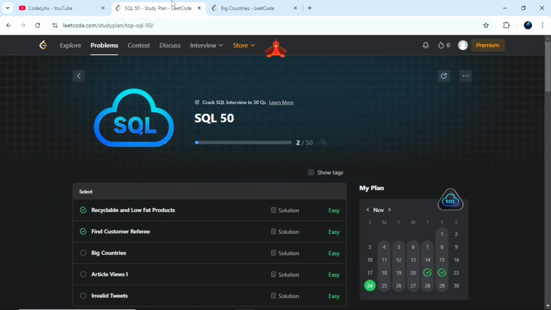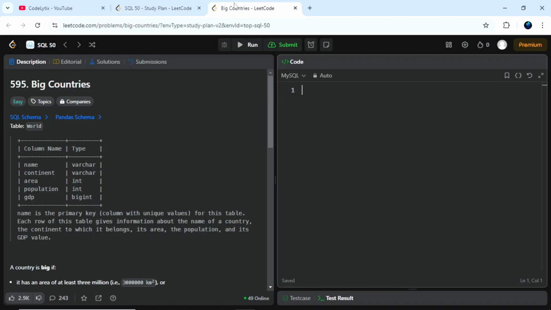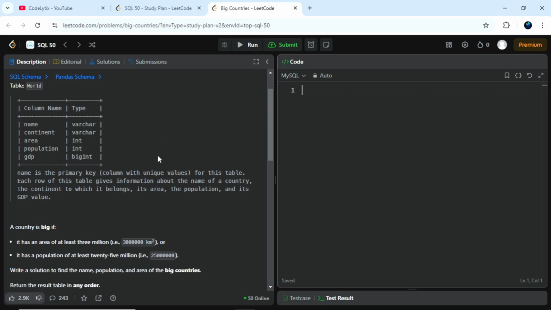So for today we are starting with the third question in this series. The third question in this series is LeetCode problem number 595, that is Big Countries. We are provided with this World table which has the columns name, continent, area, population and GDP. The name is the primary key for this table.